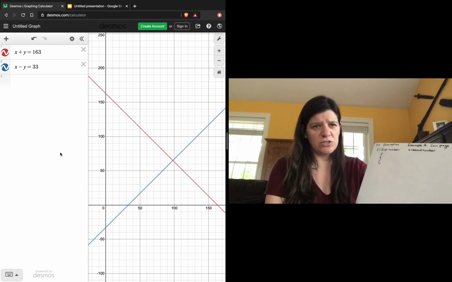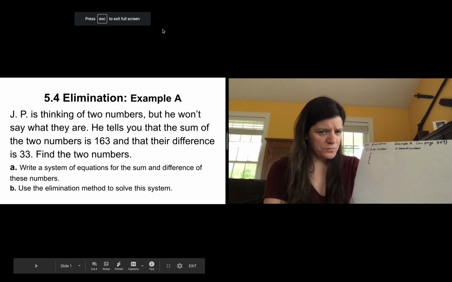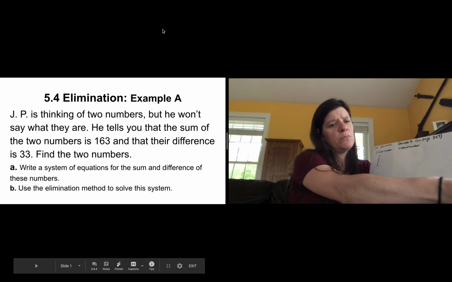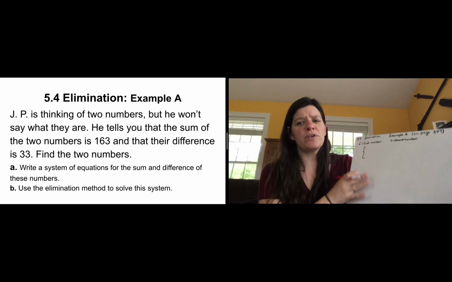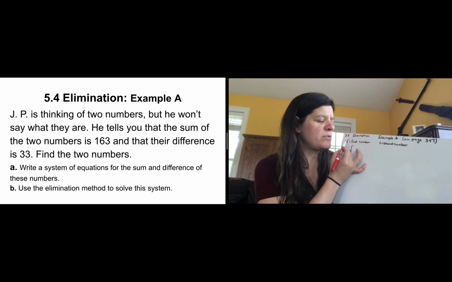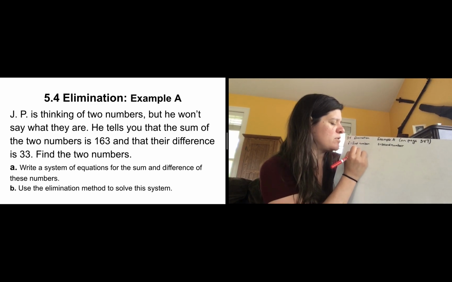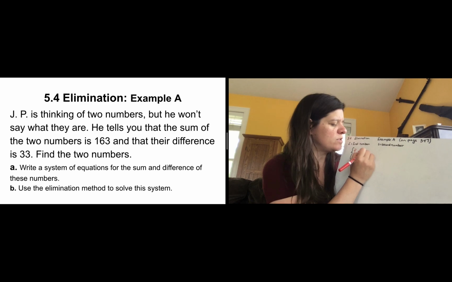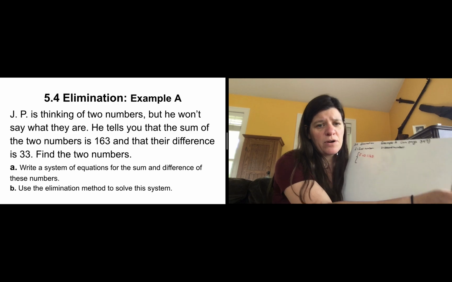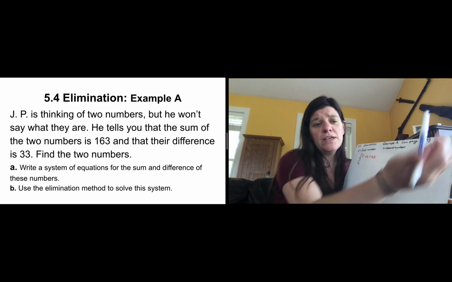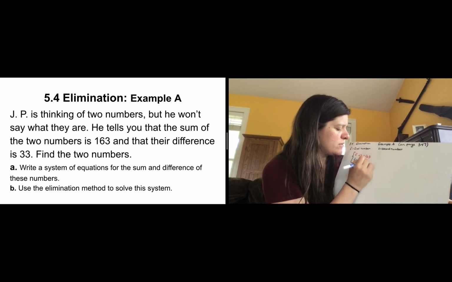Okay, so the first thing we need to do is to set up our system. So we have, first, he tells us that the sum of the two numbers is 163. So I've written up here and I've defined my variables already. I said that f is the first number and s is the second number. So the first number plus the second number equals 163. And then my second equation is going to be for the second part, which is that the difference between them is 33. So I'm going to take my first number minus my second number and I get 33.